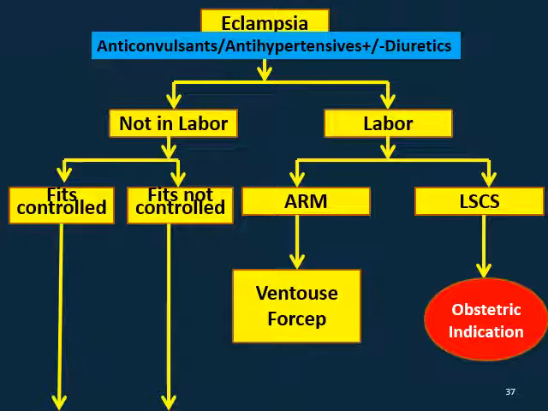Summary of management of eclampsia. If you have an eclamptic patient, you must do initial control by anticonvulsants, antihypertensives, plus or minus diuretics. If the patient is in labor, do artificial rupture of membrane and shorten the second stage of labor by instrumental delivery. If the patient is in labor and there is an obstetric indication for abdominal delivery, do lower segment cesarean section. If the patient is not in labor, further management will depend on control of fits.